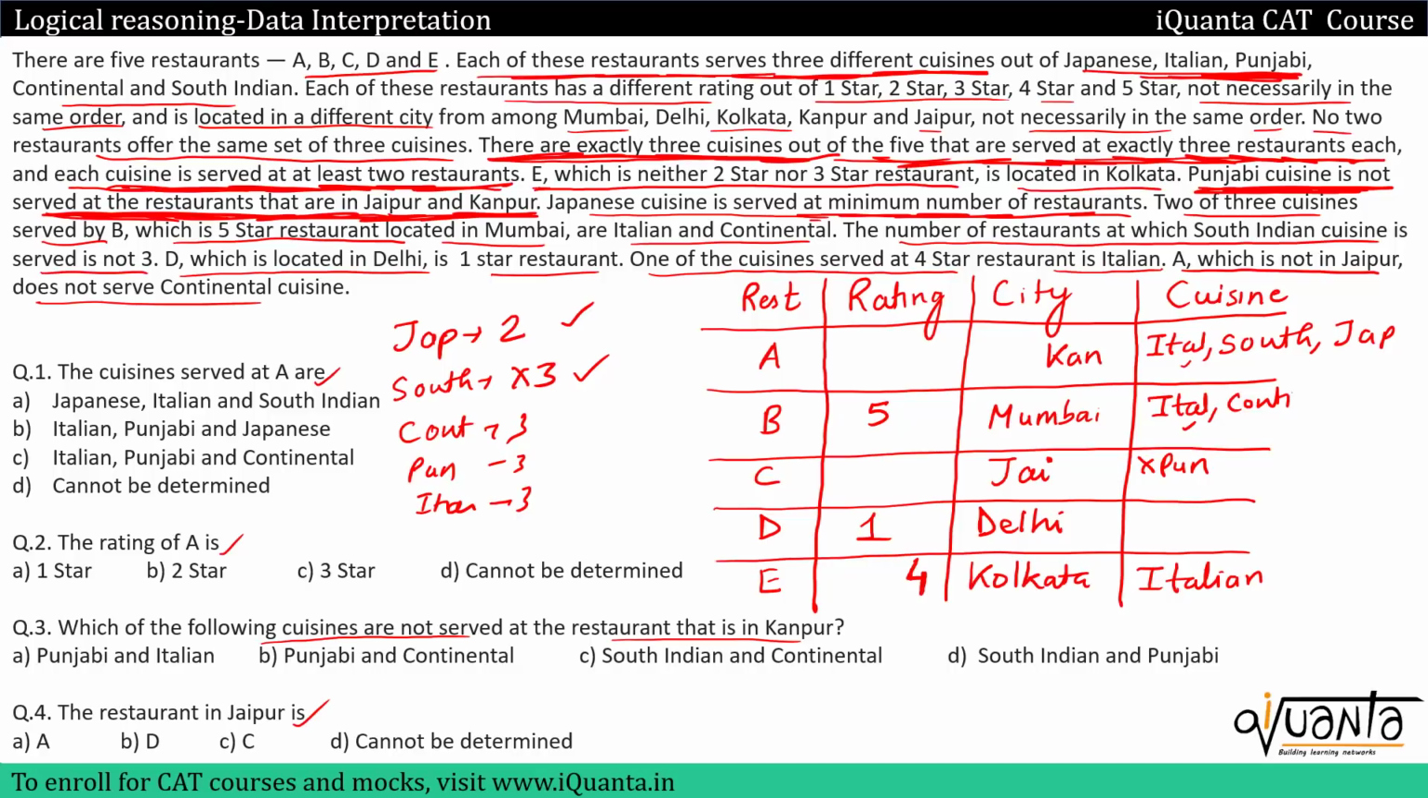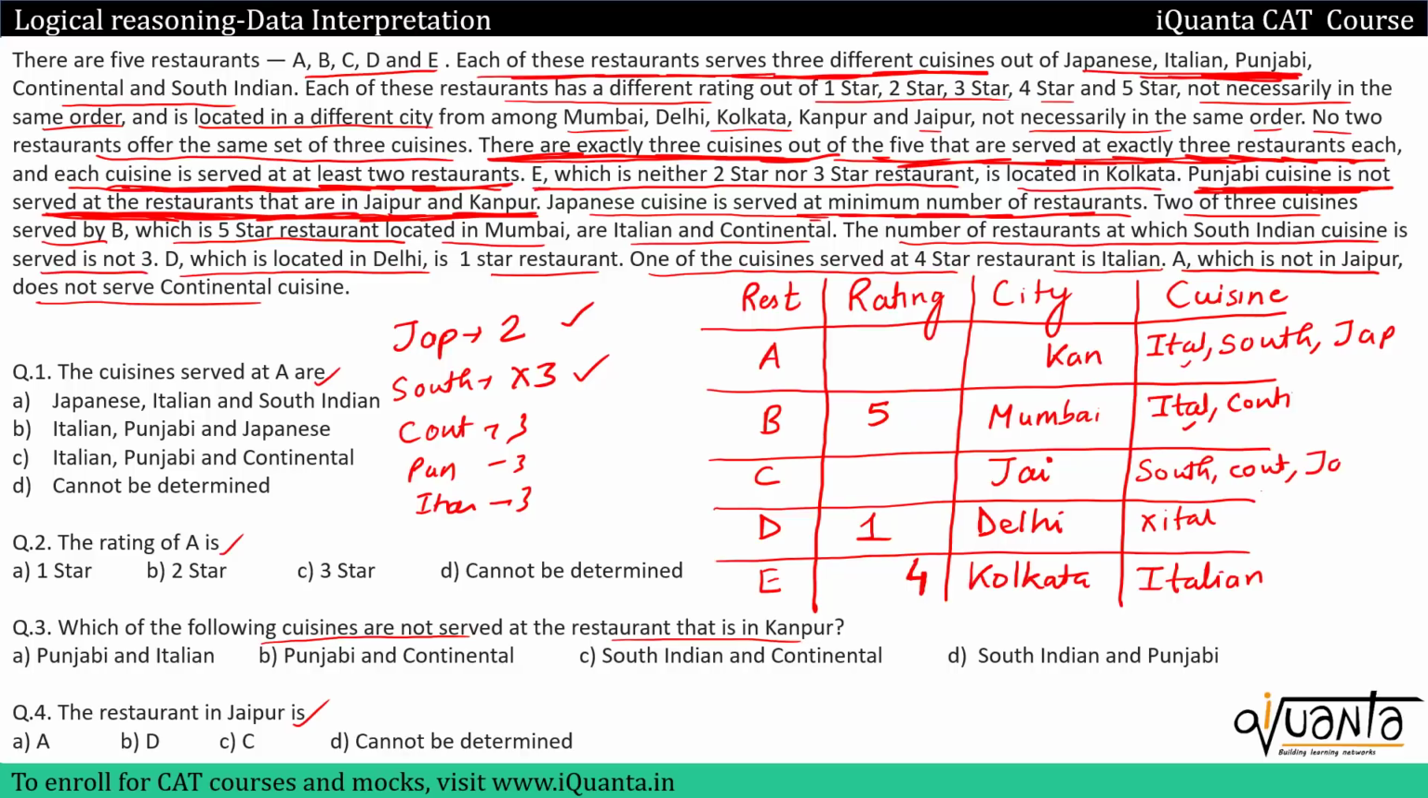So here we cannot assign Italian now. Even here we cannot assign Italian. Okay. As soon as I do this, in restaurant C, 2 cuisines have been excluded, Punjabi and Italian. So remaining 3 will be served over here. Remaining 3 are South Indian, Continental and Japanese. So let me write South Indian, Continental and Japanese over here.